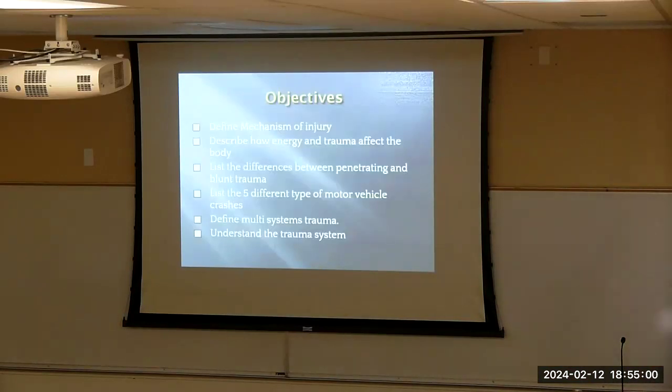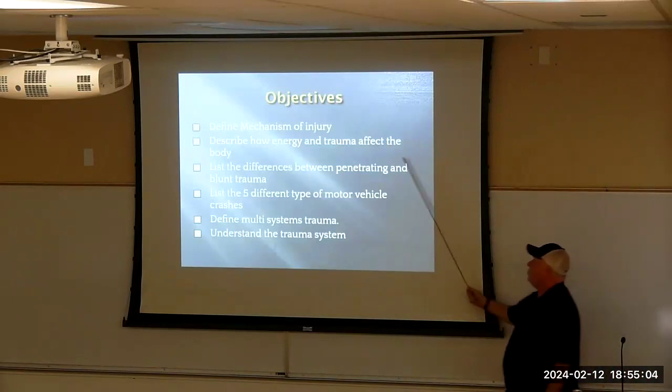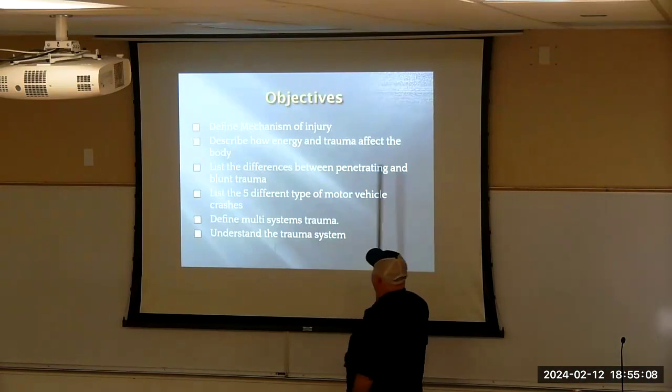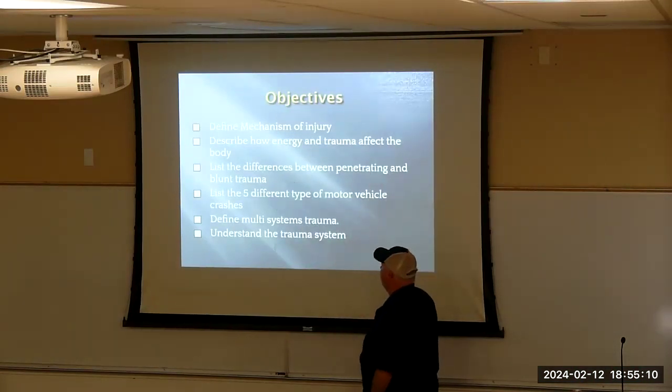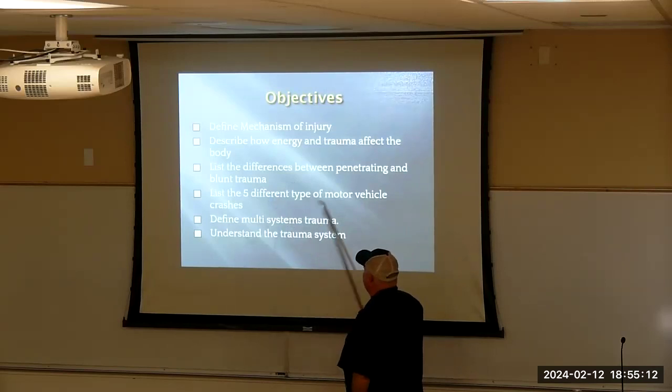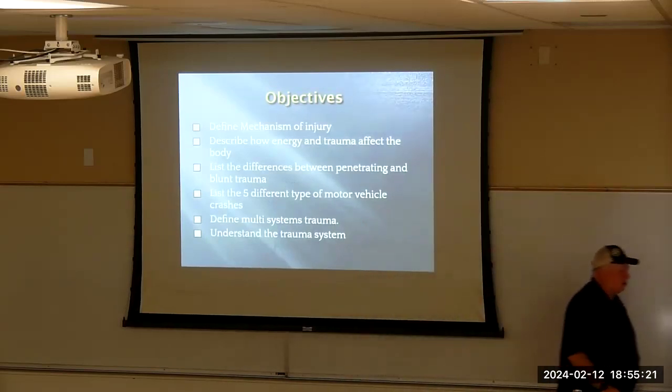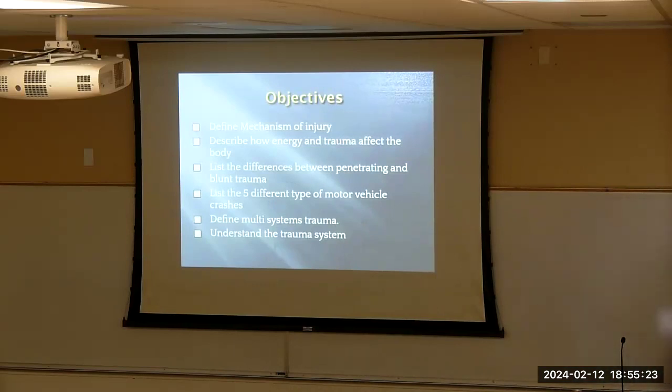Objectives. We're going to define mechanism of injury. We're going to go over energy and trauma and how it affects the body. What are the differences between penetrating and blunt trauma? They are very big differences. We're going to go over the 5 different types of motor vehicle crashes. We're going to go over what defines multi-system trauma and what the trauma system is and how it works.